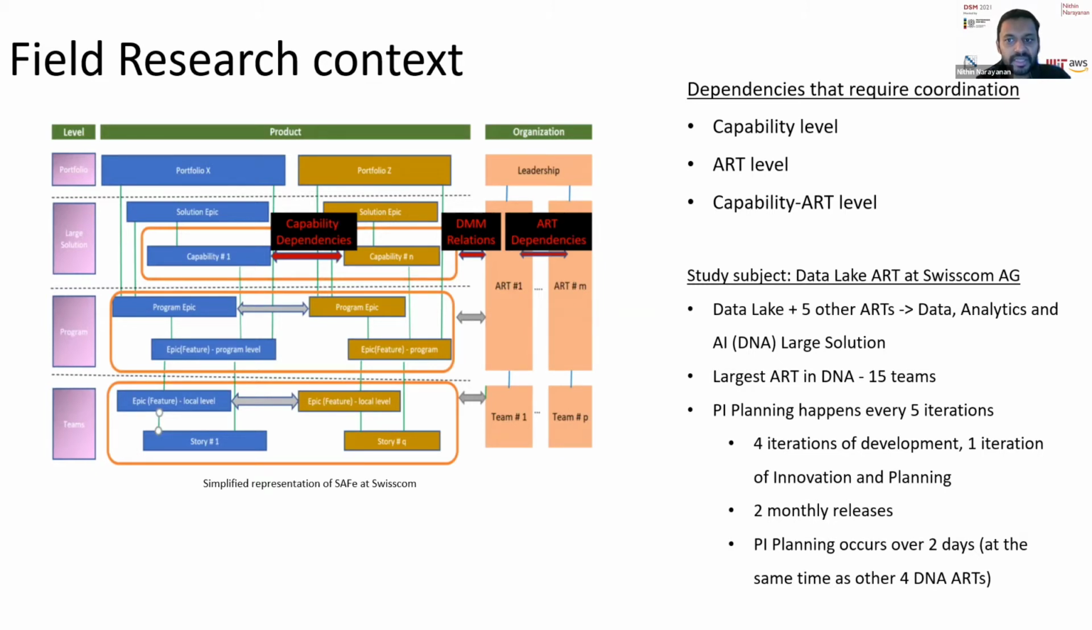And the dependencies that require coordination, and this is something that we identified based on the conversations with our stakeholders, were the capability dependencies and how these capabilities are delivered by large teams such as ARTs. So we looked at 3 main types of coordination requirements. The coordination required at the capability level itself between multiple capabilities, at the ART level between multiple ARTs that deliver these capabilities, and the domain mapping between the capabilities and ARTs.